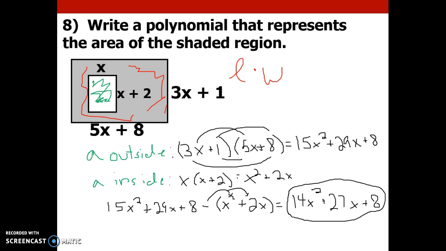So do not shut down when you see a problem like this, because if you just kind of take it baby steps, all right, well, let me find length times width. Oh, yeah, I know how to FOIL. Let me try length times width the inner thing. Oh, yeah, I know how to FOIL. Oh, in geometry, to subtract those, let me try that, and all of a sudden you have the answer, okay? That concludes our lesson on FOIL.